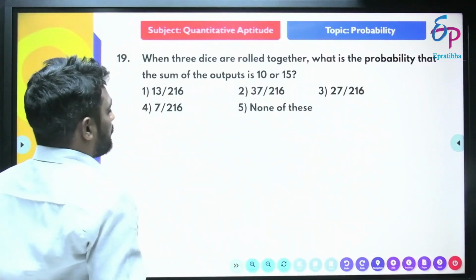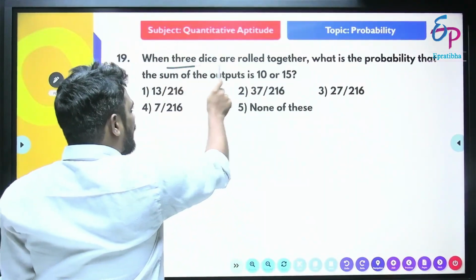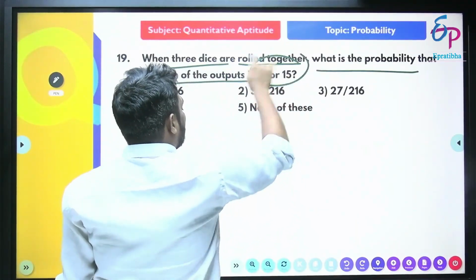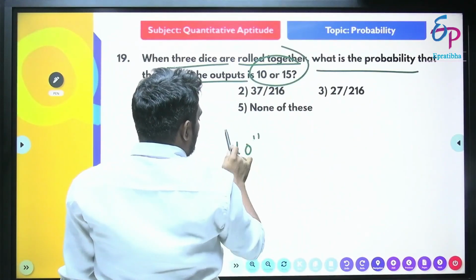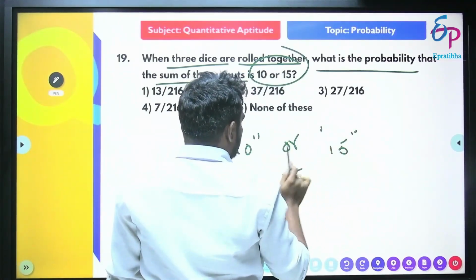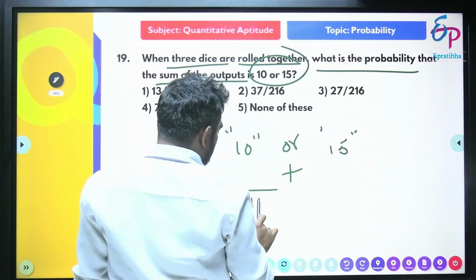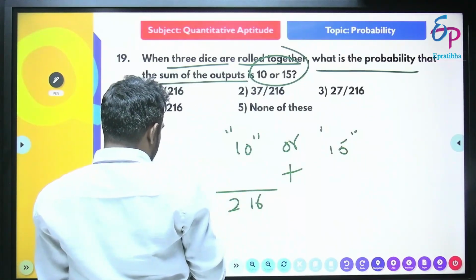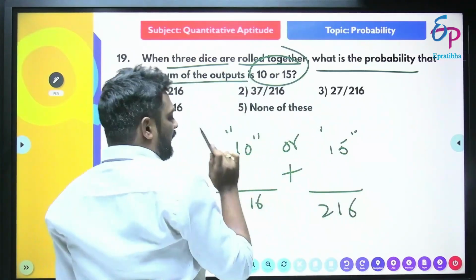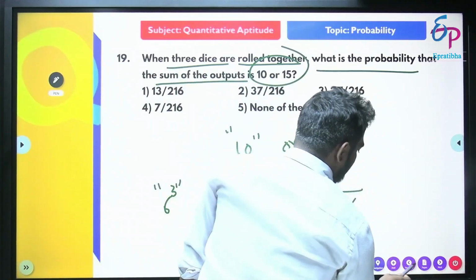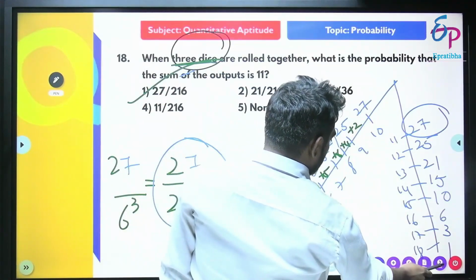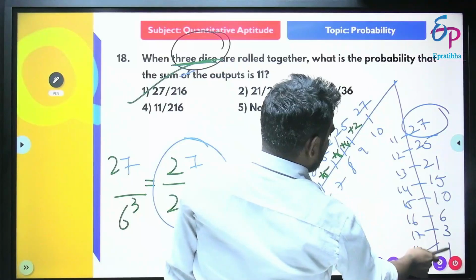Next question. When 3 dice are rolled together, what is the probability that sum of the outputs is 10 or 15? Or means addition. 3 dice are rolled means total number of outcomes are 6 cube means 216. Sum should be 10 means 27 times. And sum should be 15 means 10 times.